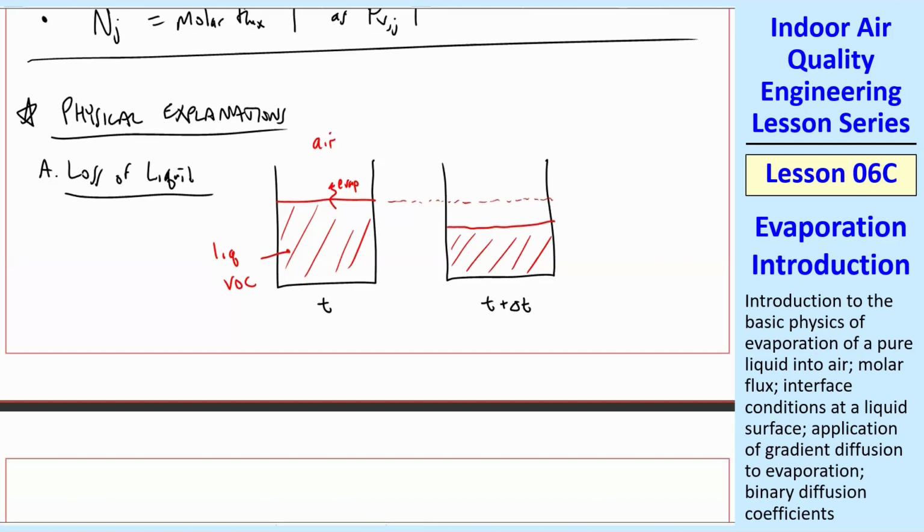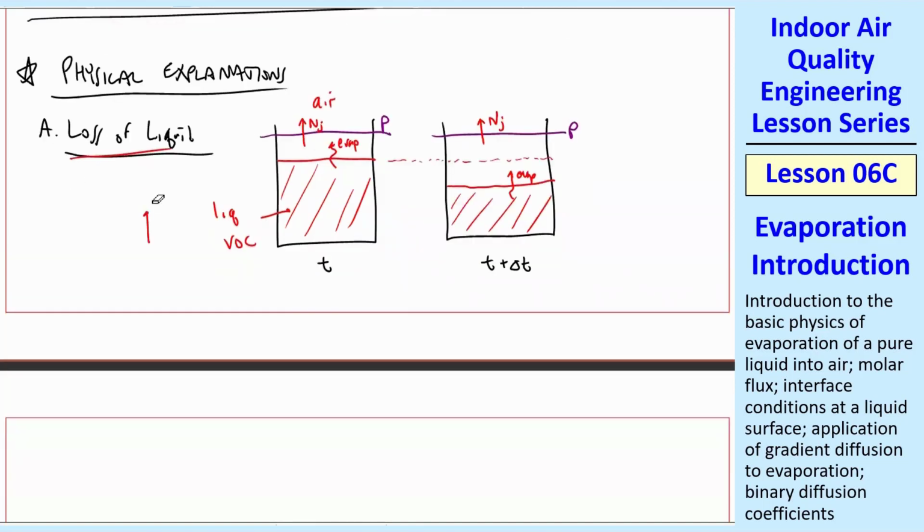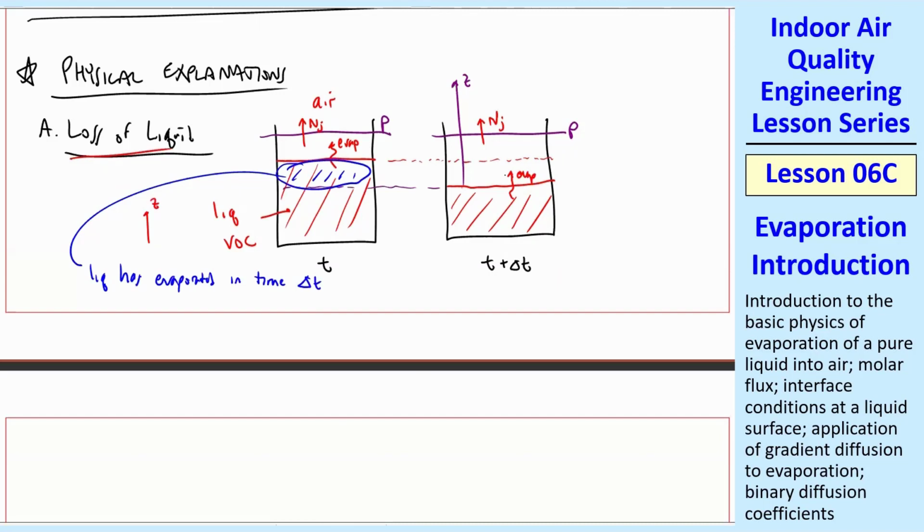Let's consider our plane P here, and we're saying that there's some Nj coming across that plane P due to this evaporation. By the way, this is the Z direction going up. We have Z defined from the liquid surface locally, wherever that liquid surface is. Think of it in terms of loss of liquid. If I look across here at these 2 different times, this entire chunk of liquid at t is no longer there at t plus delta t. This liquid has evaporated in the time period delta t. It's gone. It's no longer here.